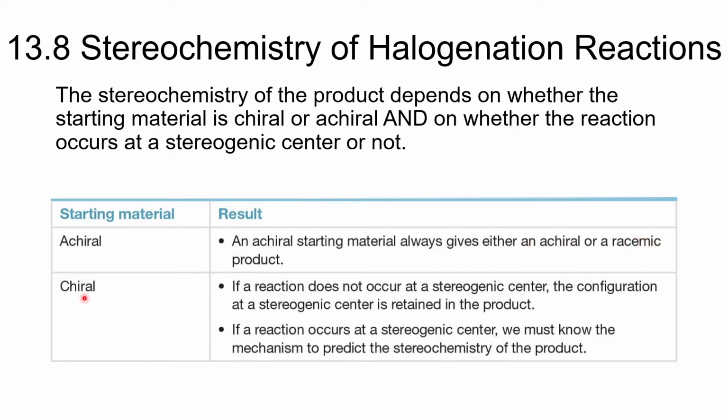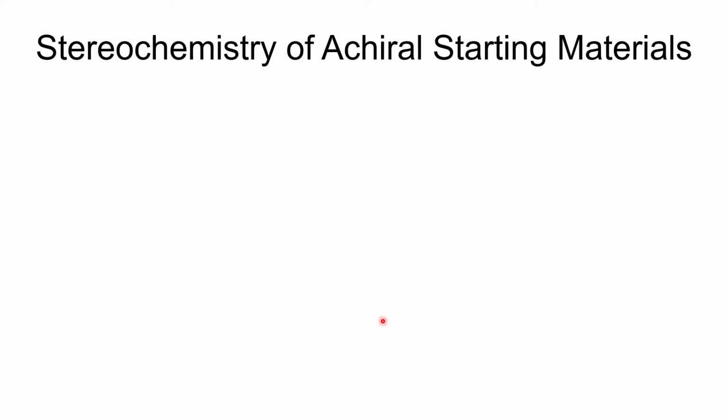If you start off with a chiral starting material, then we have to look at, well, does the reaction occur at that stereogenic center? And if it does, we're going to get racemization at that stereogenic center. If the reaction does not occur at the stereogenic center, then the configuration at the original stereogenic center is retained. And so let me show you an example so it's not just words.